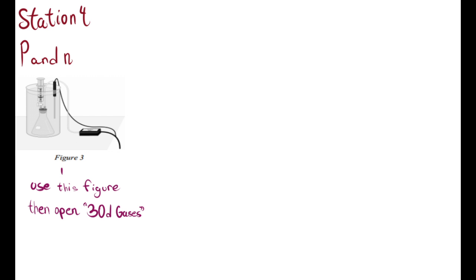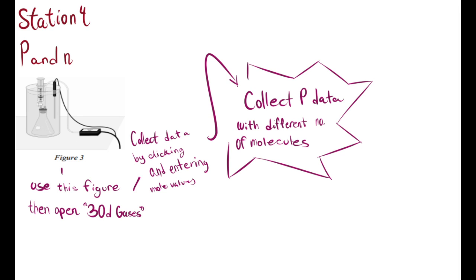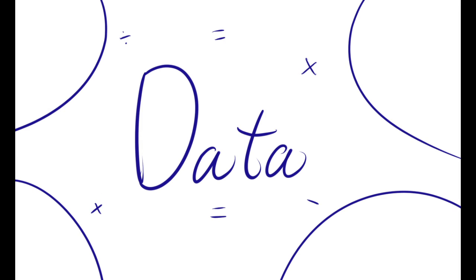Ensure that the gas pressure sensor is plugged into channel 1 of the interface. Open the file 3D gases from the Advanced Chemistry with Vernier folder. This file allows you to collect data from the gas pressure sensor by clicking on the button and entering a value for the number of molecules. Collect pressure data with several different numbers of molecules introduced into the system. Here are our gathered data from the experiments.